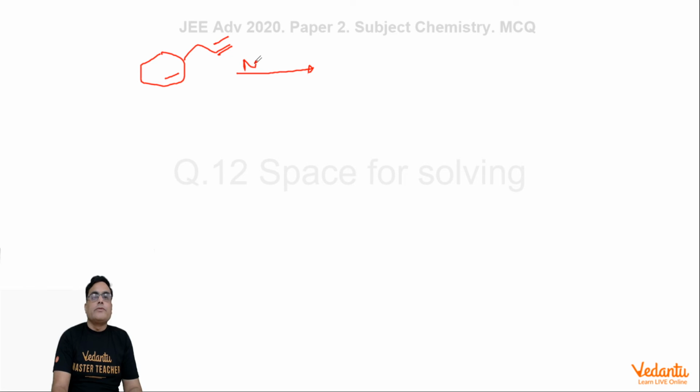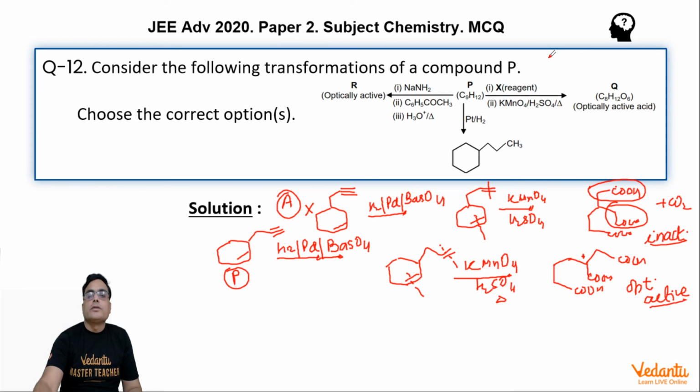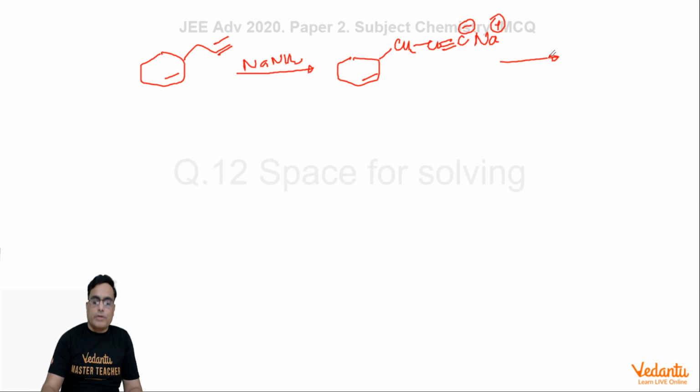Now you are treating it with NaNH2. NaNH2 will take away the acidic hydrogen and make that carbon an anion like this, CH2 C triple bond C minus Na plus. This is the first compound after treatment with NaNH2. Then we treat it with acetophenone.